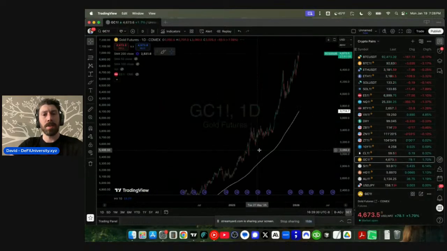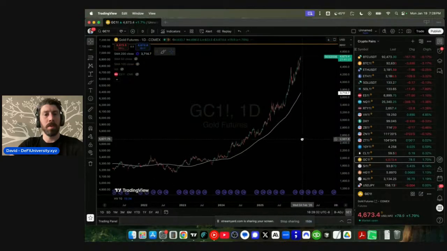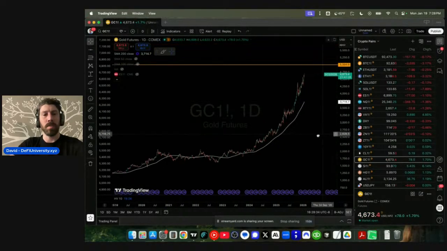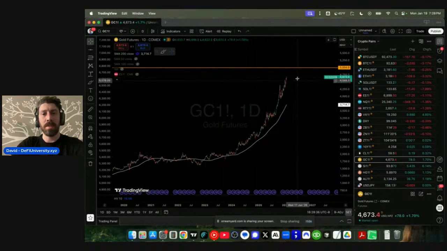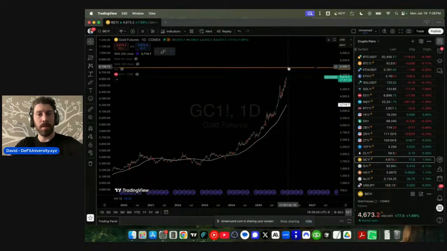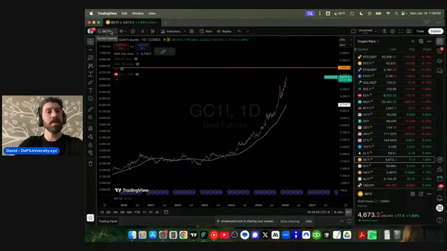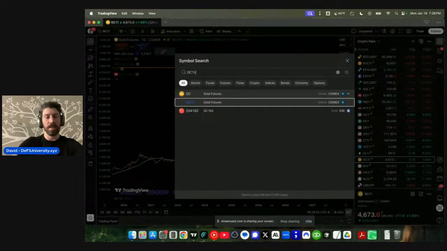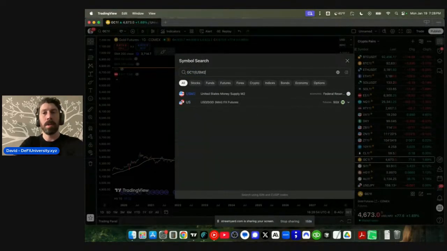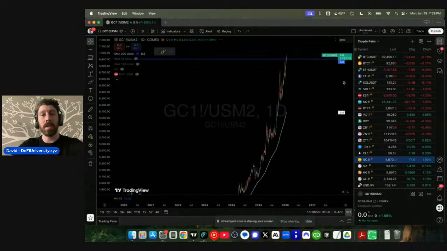So here's gold, just a simple old daily chart of gold. This is a really nice looking parabola that's forming here. And I've marked 5,000 on the chart here. It looks like 5,000 is a nice magnet for gold this year, at the very least. Just a big, round, psychologically important number there. But let's do one thing. Let's price this in USM2. That's just to take into account inflation.